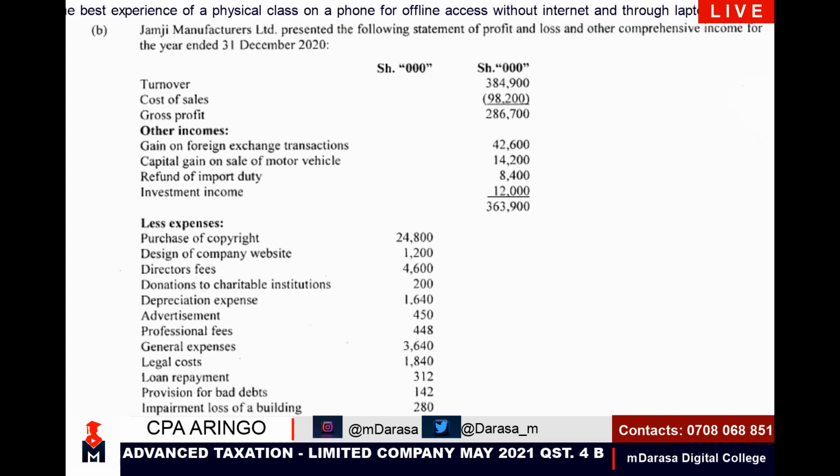Investment income, the examiner hasn't told us anything in relation to that, so therefore we are going to take it as taxable income, but under other incomes. Mark that word very clearly. Taxable income, but other incomes.